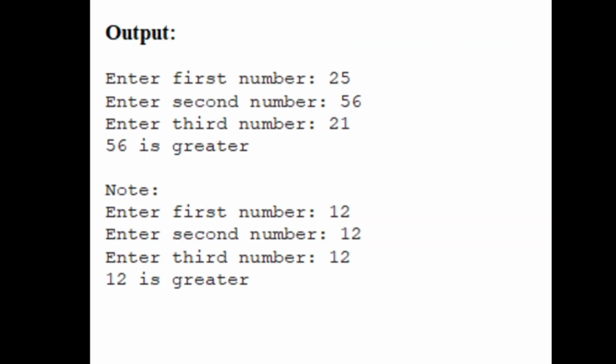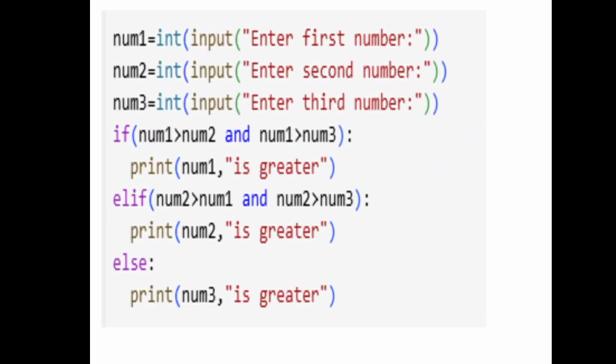So look at the output. Enter first number 25, enter second number 56, enter third number 21. So 56 is greater. Okay, no problem. But note, if we enter first number 12, second number 12 and third number 12, then it says 12 is greater. So this is not the correct approach. Now we solve the same problem in a different way.